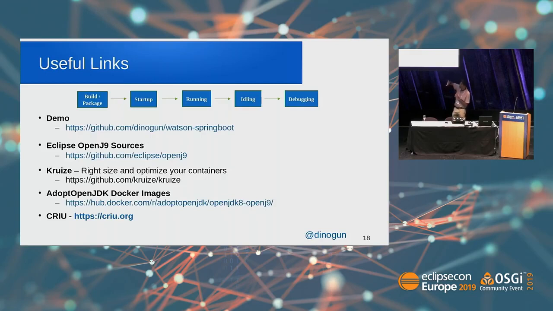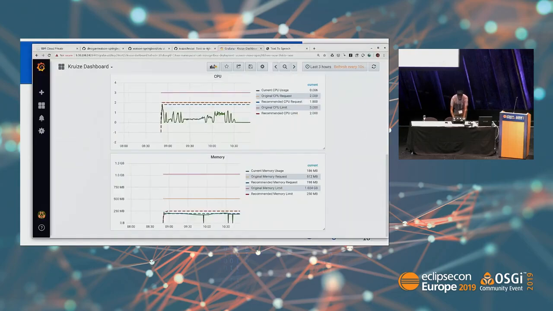So we covered all of the different stages that a typical developer would go through, and looked at each of them to see how it can be optimized from a container perspective. There are a number of links: the demo application and all the Docker files you can get from the first link. Cruise is the tool that helps you to right-size and optimize your container. And then CRIU is the open source community that helps you to checkpoint and restart.